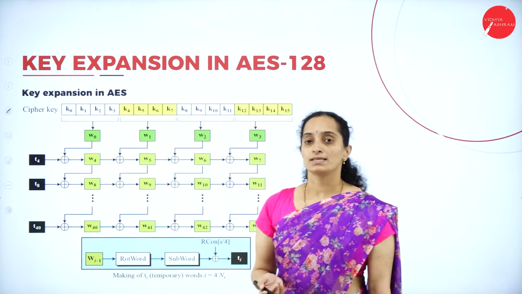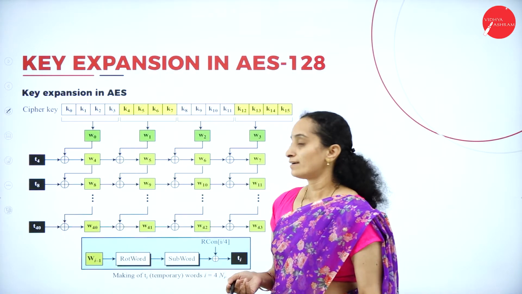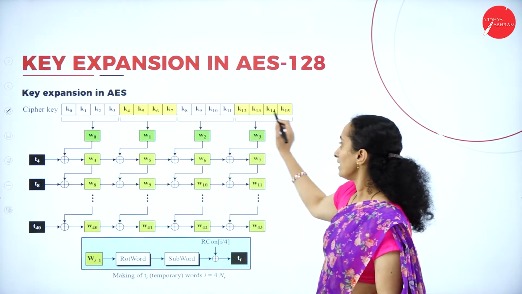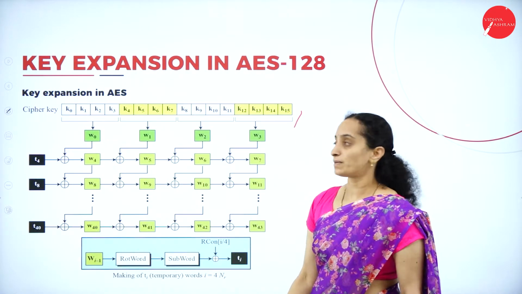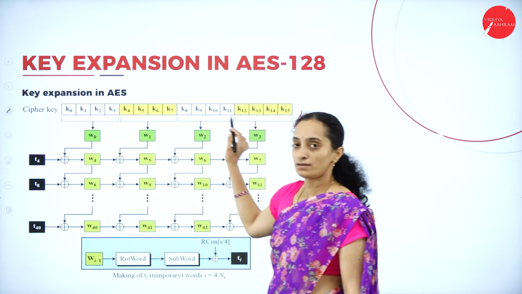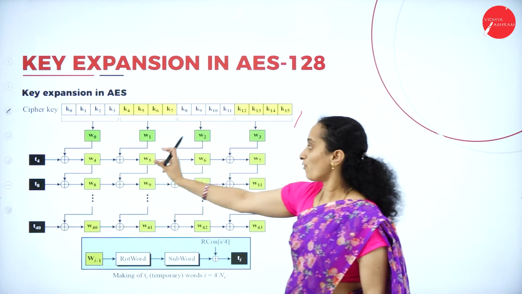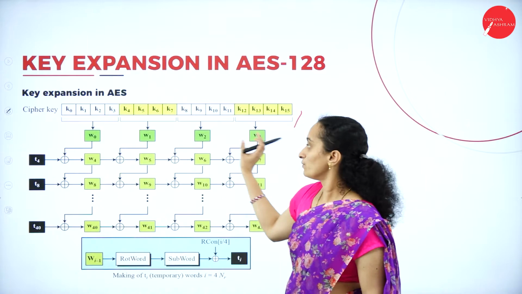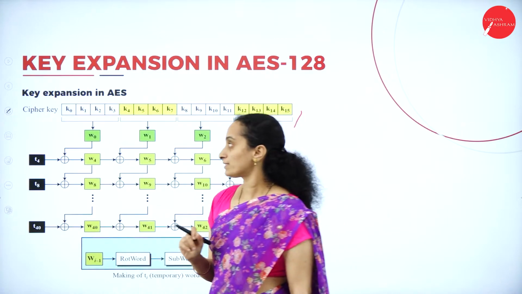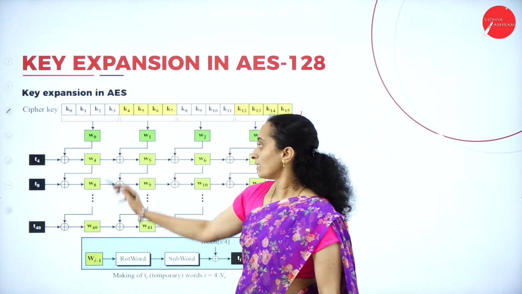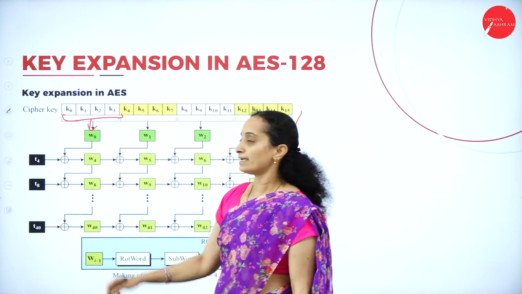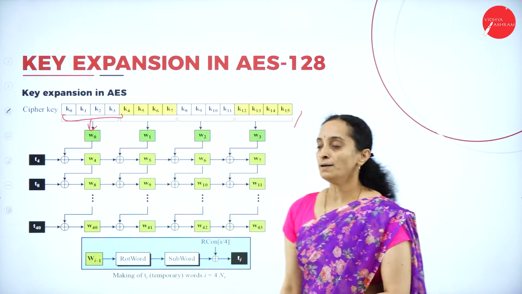How you do this key expansion procedure is given in the form of a diagrammatic representation. Here we have the cipher key, counting from K0 to K15. Each group of 4 bytes will form a word, W0, W1. So this cipher key is used to generate the first round. Now we get the first round by combining K0 to K3 and generating it as the first word in the first round.